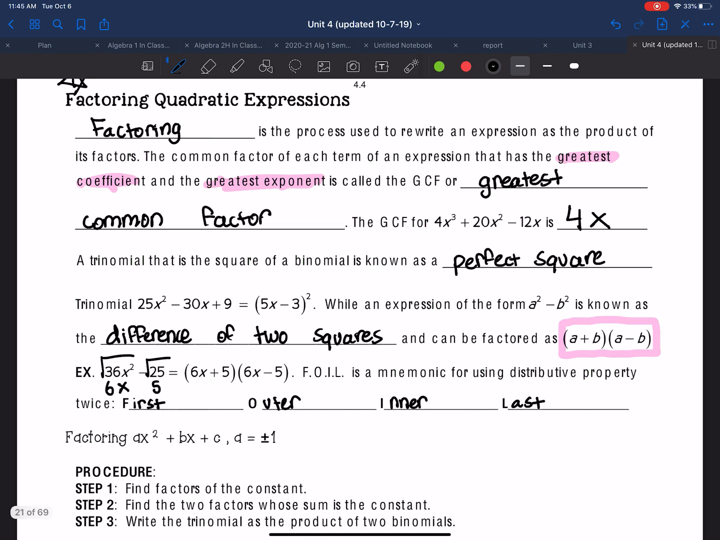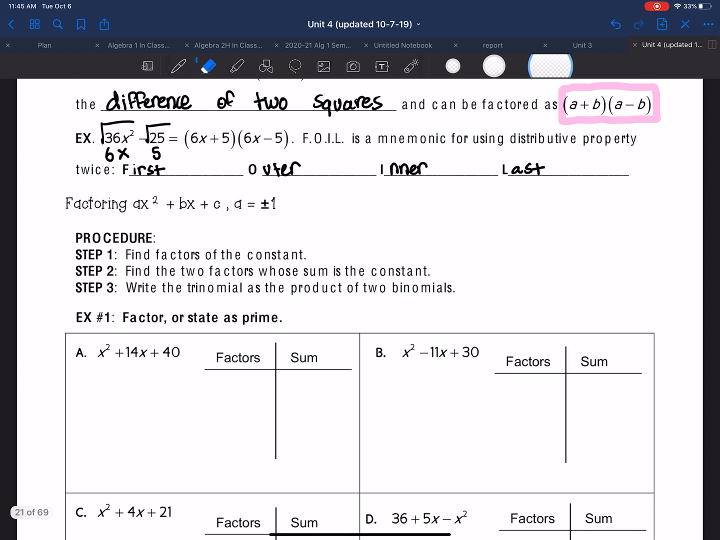Okay, let's move down to actually how to factor. The first type of factoring we're going to look at today is factoring ax squared plus bx plus c if a is positive or negative 1. The steps that I'm going to show you only work if a is positive or negative 1. If a is anything other than positive or negative 1, we're not going to be able to use this method. We're going to have to use a different method, and I'll show you that a little bit later on.